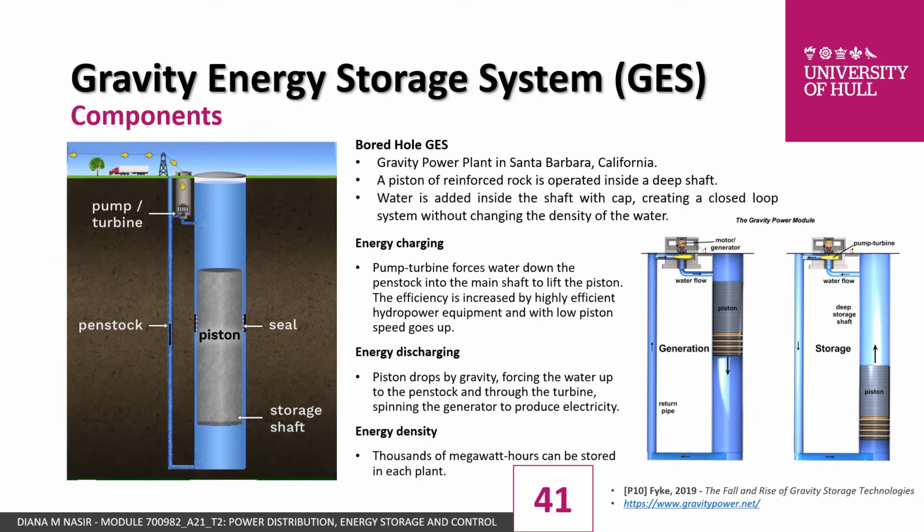So how can we operate it? You can see from the GIF. Whenever we want to charge the energy, the electricity will power the pump or turbine. That's when the water will go through the penstock and lift up the piston, and that is when the energy will be stored via gravity force. Whenever we want to discharge the energy, the piston will drop by gravity and force the water up through the penstock, and it will go through the turbine, and that's when the turbine will spin the generator and electricity will be produced and connected to the main grid. It is claimed that in terms of energy density, the system can generate thousands of megawatt hours for each plant.